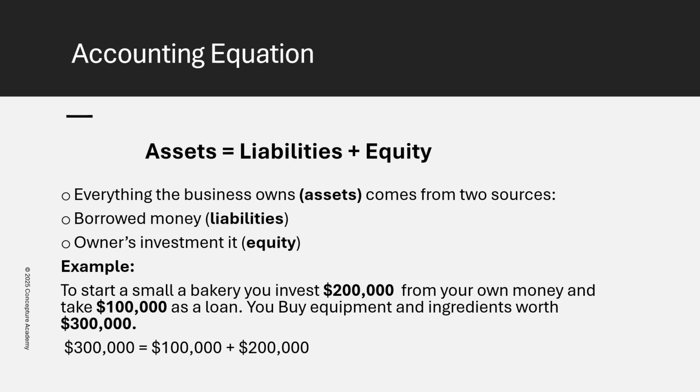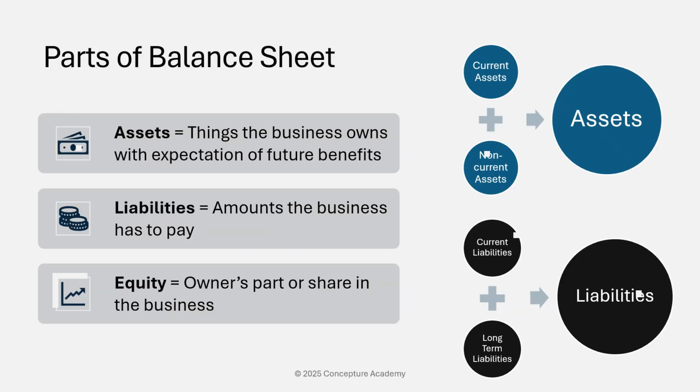The balance sheet will always follow this rule, even if a business is big or small. The total assets will always be equal to liabilities plus equity. That's why it is called a balance sheet. It must stay balanced. Now that we understand the rule, let's explore each part in detail. There are only three parts of a balance sheet.